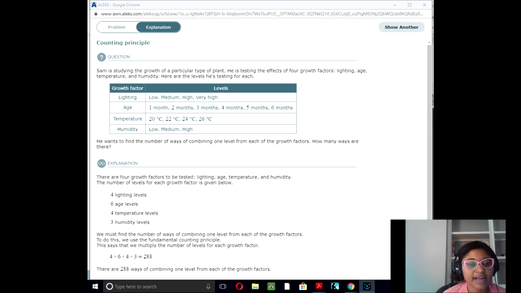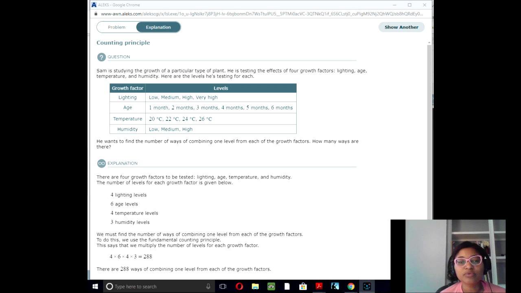There are 4 factors to be tested. Once again, they're lighting, age, temperature, and humidity. For each factor, we were provided with the number of levels. So for instance, for lighting, there were 4 different levels: low, medium, high, and very high. And with each growth factor, they also gave us the different levels.